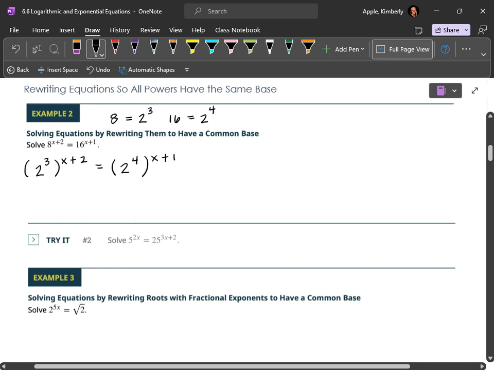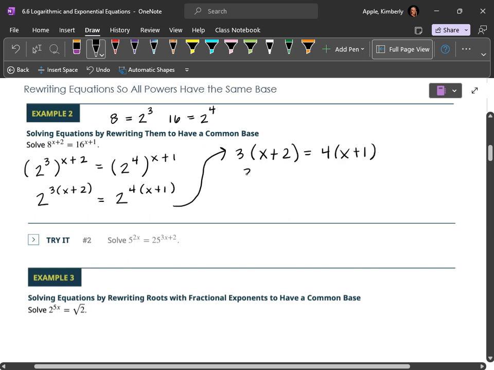And recall the laws of exponents where if we have a power raised to a power, we just multiply those powers together. So this becomes 2 to the 3 times x plus 2 equals 2 to the 4 times x plus 1. And again, since we do have like bases at this time, we can just set those exponents equal and solve. And so we'll do that here. This would be 3x plus 6 if we distribute, 4x plus 4. And then this will just be x equals 2. Right, and again, all done.